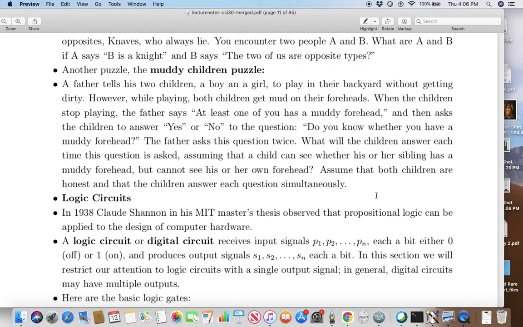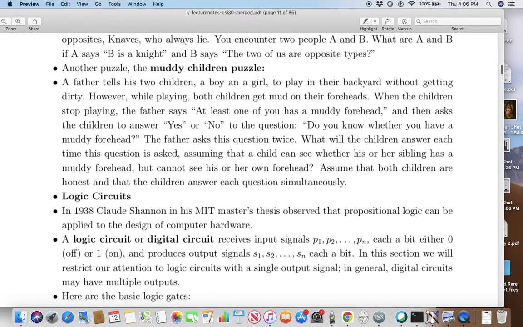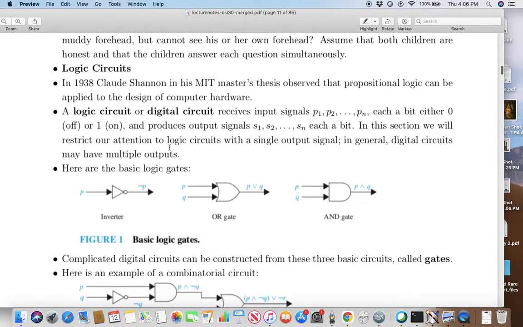Presumably the first time he asks, they both say, I don't know. They are not allowed to say I don't know. They are allowed yes or no. So argue this and see whether it makes sense to you. We'll discuss this in class, or you may argue it for yourself. All right.